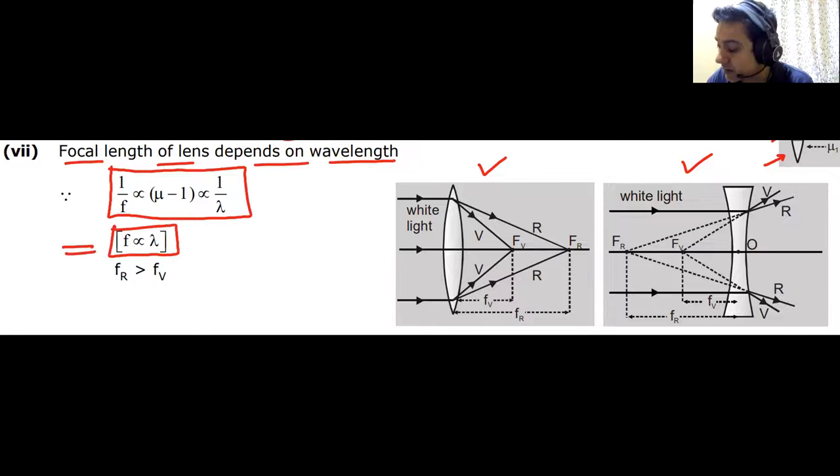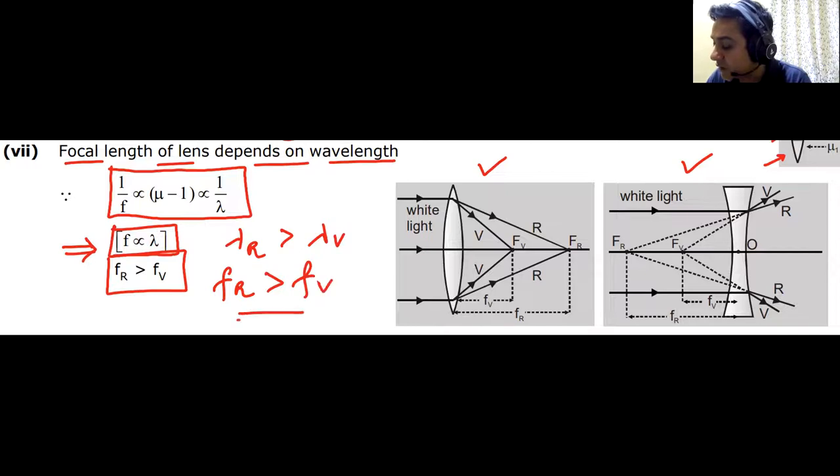That means, for the focal length of a lens, we will see how mu and lambda are related in a topic known as prism. We will see some formulae. Right now, you can just remember it like this. 1 by f is proportional to mu minus 1, which is also proportional to 1 by lambda. That means focal length is proportional to lambda. The wavelength of red light is more than the wavelength of violet light. Therefore, the focal length for the red light will be more than the focal length of the violet light. Do we understand this? Can I have some raised hands that you understand this?